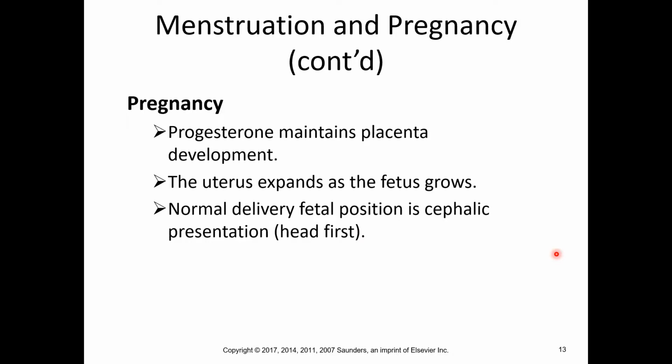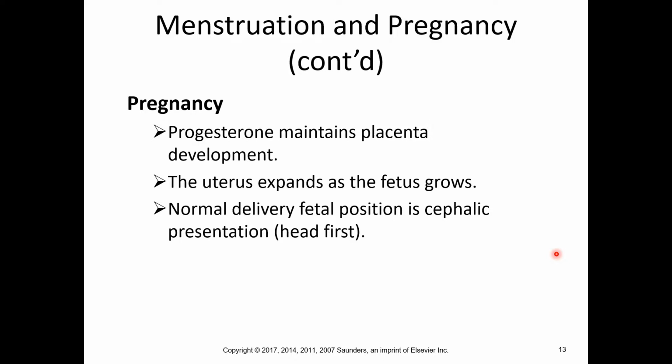Okay, so during pregnancy, progesterone maintains the placenta development. The corpus luteum stays behind to continue to produce progesterone, and once the placenta develops enough, it produces its own progesterone. The uterus expands as the fetus grows, and the normal delivery position for babies is cephalic, that is head first.